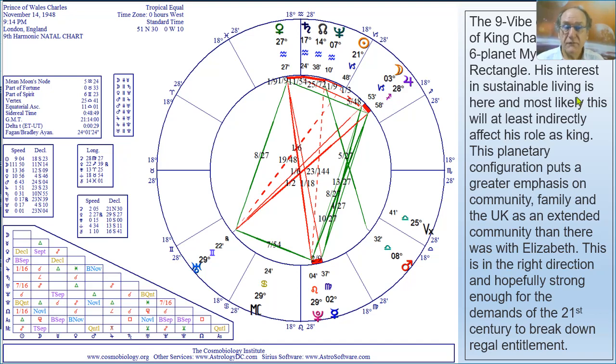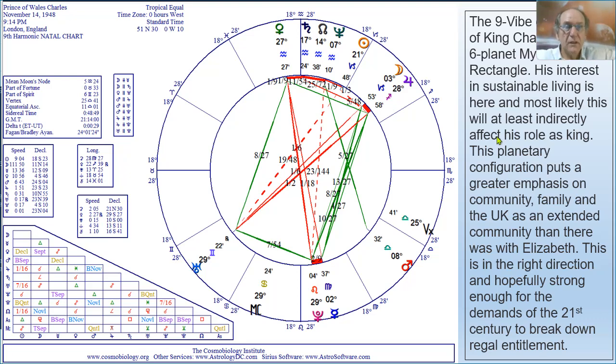So I'm feeling very optimistic about King Charles because of this 9 vibration, sustainable living, and man, do we need it. We need this desperately. So the whole world needs it. So this is in the right direction and hopefully strong enough for the demands of the 21st century to break down regal entitlement. Still concerned about this regal entitlement, and hopefully he incorporates enough of this to move it forward relatively quickly. Bottom line is this, good news.